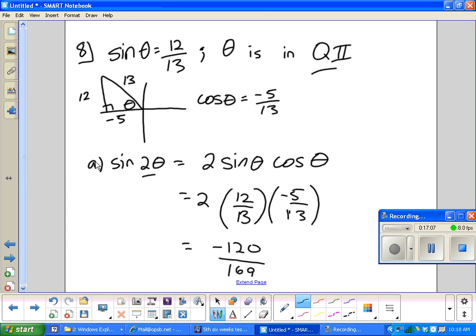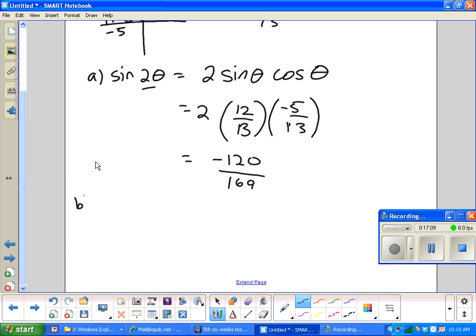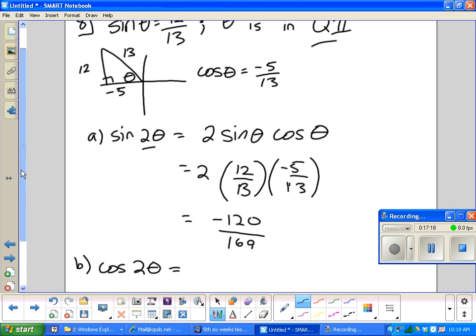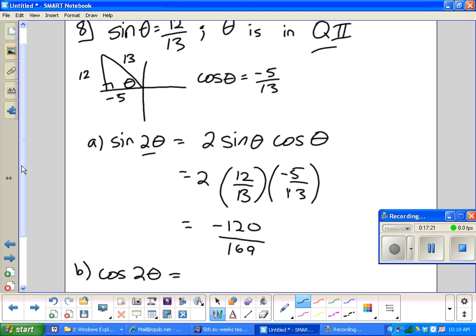Now let's do part B, cosine 2 theta. Again, let's decide which formula. We're kind of partial to that second one, aren't we? But I'm going to tell you this, the third one would actually be better in this case. See if you can figure out why. In truth, it really doesn't matter. Any of the 3 formulas is going to give you the right answer. But I'm trying to go for the one that's easiest or the one I'm less likely to make a mistake on.